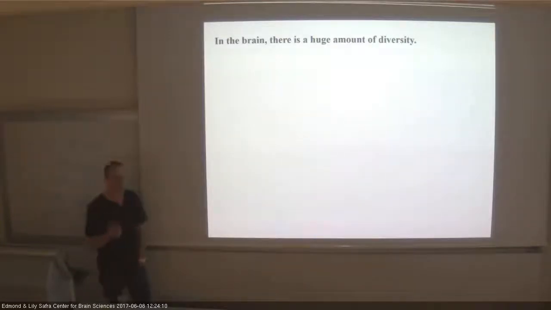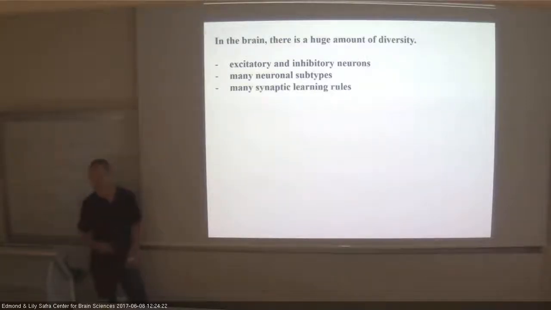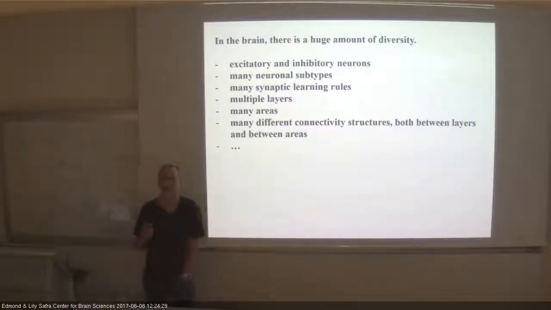Okay, so I'm going to start with something that's kind of obvious. There's a huge amount of diversity in the brain. You guys can make your own list. One of the big things that struck me is excitatory and inhibitory neurons. It's the dumbest thing in the world to do. But we have other things. There are many neuronal subtypes. There are many synaptic learning rules. There are multiple layers. There are many areas. There are many different connectivity structures between layers, between areas. And it goes on and on and on.